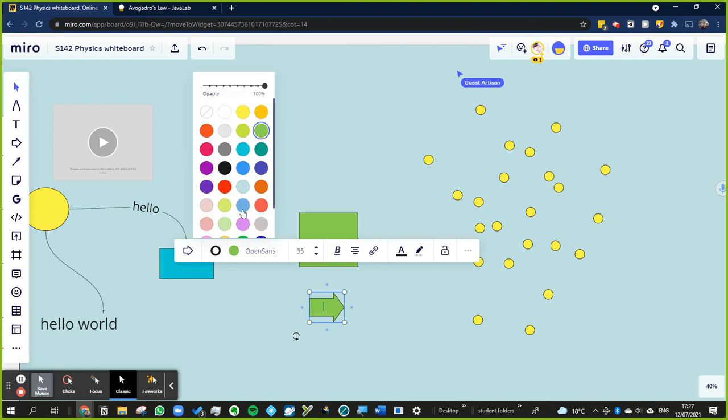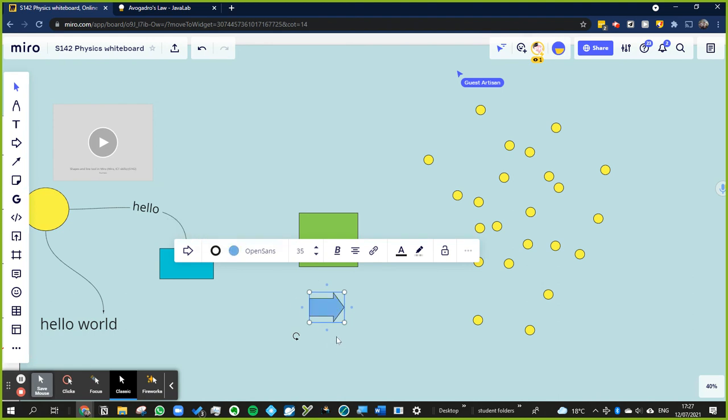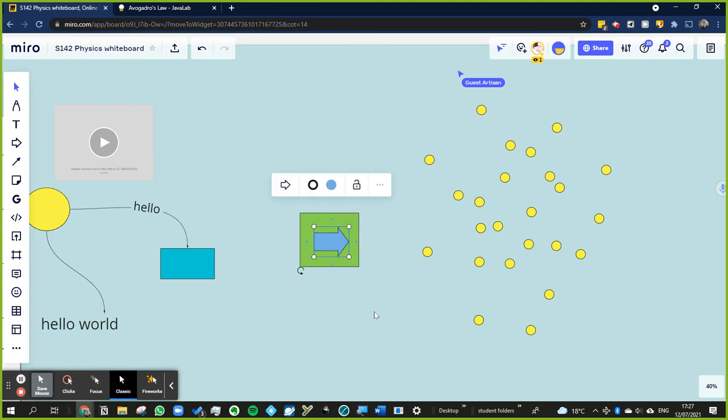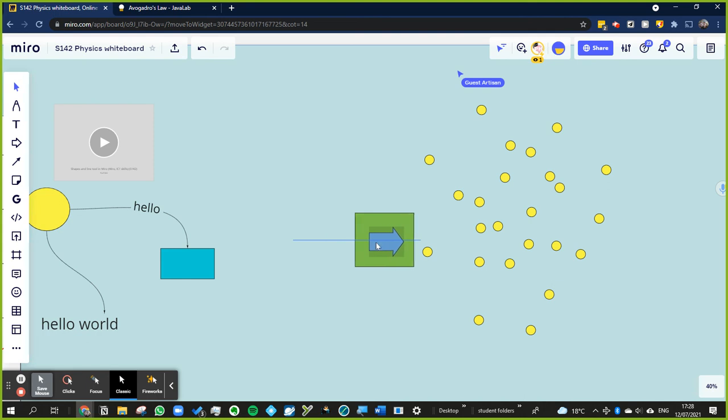Let's make the arrow blue. So this is just demonstrating this object is moving towards the right-hand side. Now, as you can see, if it did move towards the right-hand side like this, eventually it's going to come into contact with an air particle, and it would have to push the air particle out of the way. It would bang into it, and the air particle would move out of the way like this, and then it would carry on going.